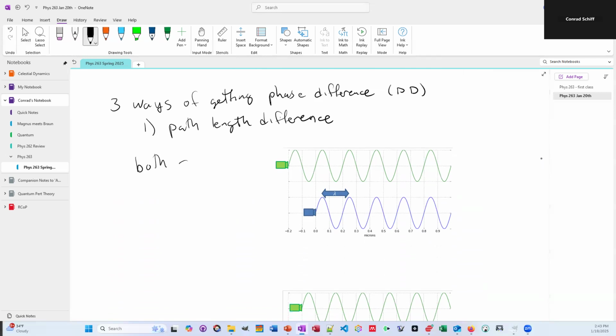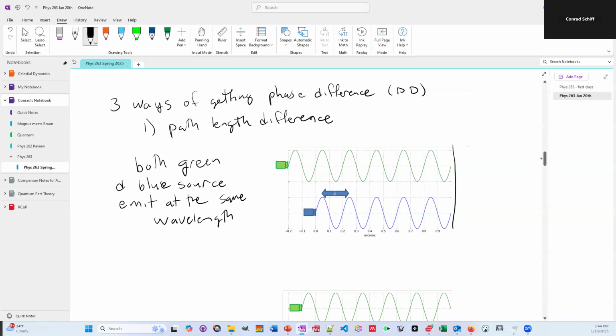Both green and blue sources emit at the same wavelength. And the green just happens to be further away from the screen than the blue one. It's 1, 2, 3, 4, 5, 6 wavelengths away from the screen.